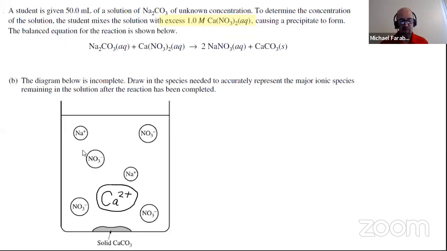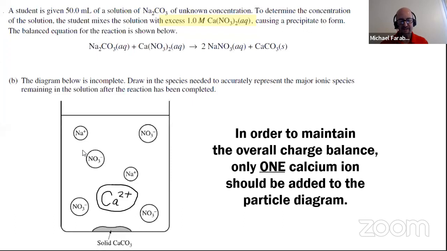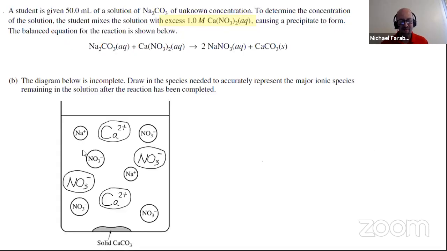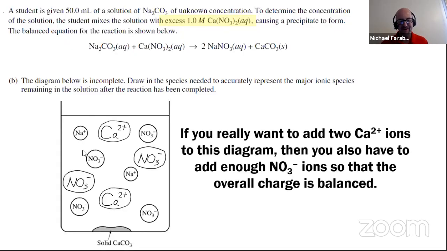So this would be a correct answer. Only 1 calcium ion should be added because now we have a total charge of +4 and -4 in this diagram. So what if you really want to put 2 calcium ions in that diagram? Well, you could. If you want to add 2 calcium ions, then you'd also have to add 2 more nitrate ions to get a total charge of -6 to balance the +6.